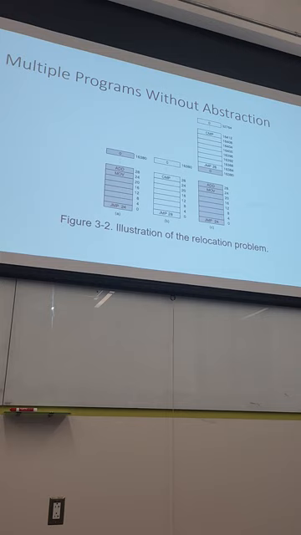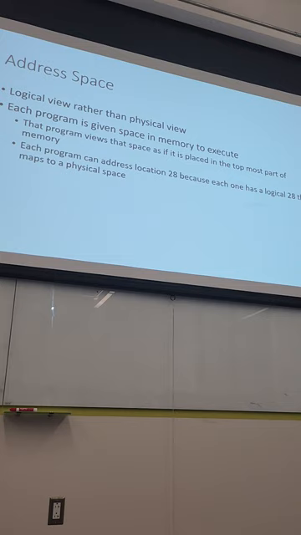All right, so here's our whole thing. We've got program A, it assumes it's at 0, program B, the same. Actually, it's at 16,380 to whatever that number is up there. We do this by base and limit.